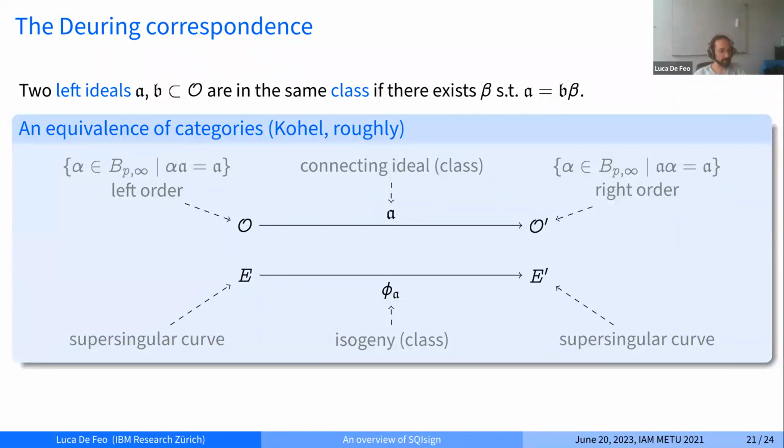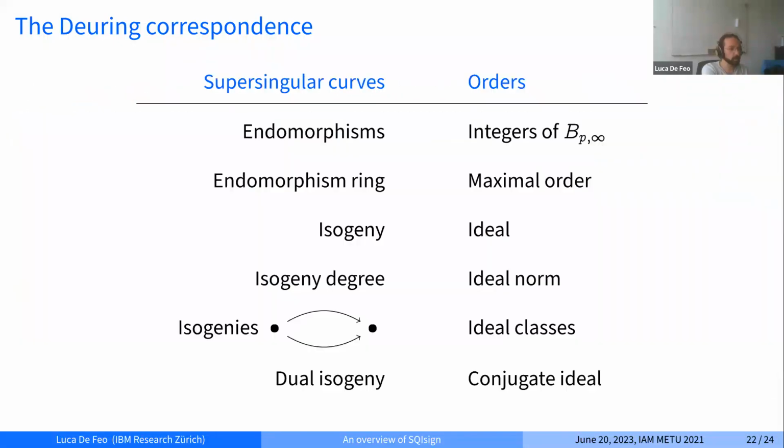Again, we can define classes of an isogeny. So we say that two ideals are in the same class if they are the same up to right multiplication by a quaternion. So I and J are in the same class if I is equal to J times beta for some quaternion beta. And this corresponds to a notion of isogeny class, which is given by this dictionary. On the left side, the world of supersingular curves. On the right side, the world of orders.